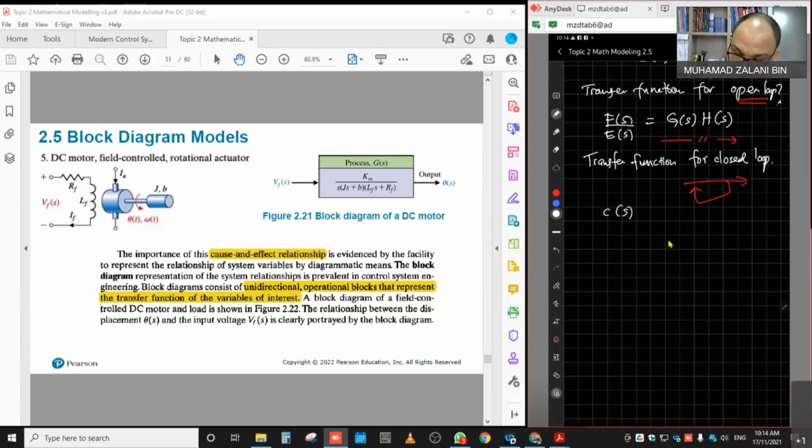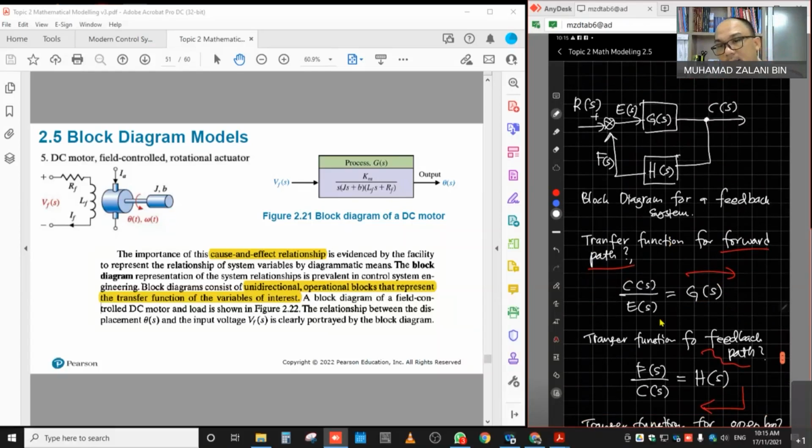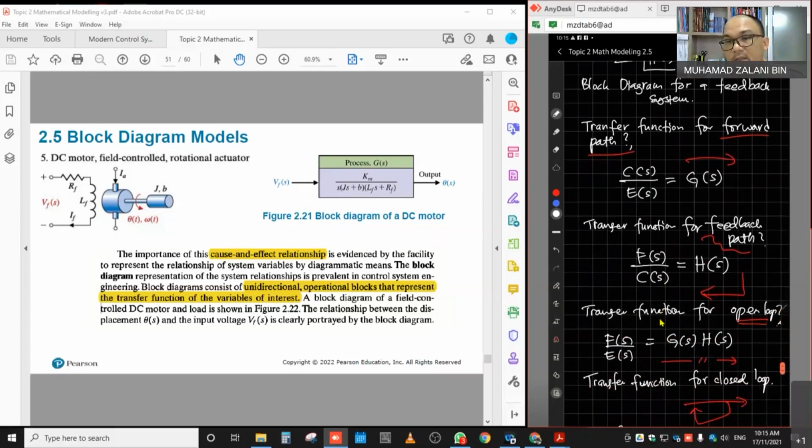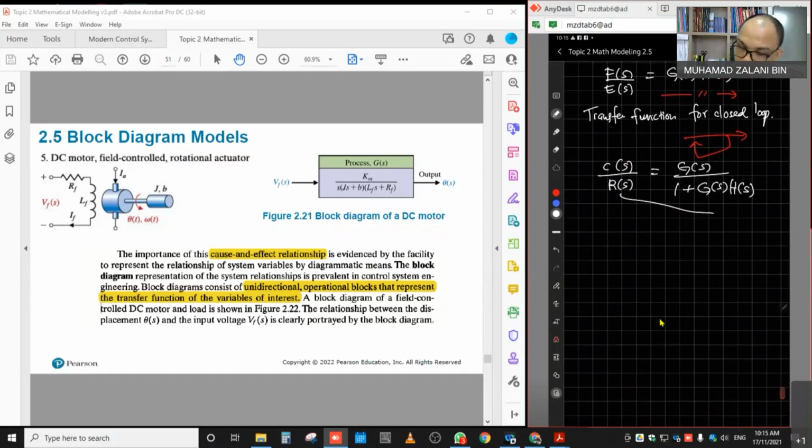So it becomes CS over RS equals GS divided by 1 plus GS HS. So that's it. We try to simplify or translate this transfer function block of the closed loop system into another form, which is the forward path, transfer function for feedback path, transfer function for open loop, and transfer function for closed loop, and yes, that is the transfer function for the closed loop.